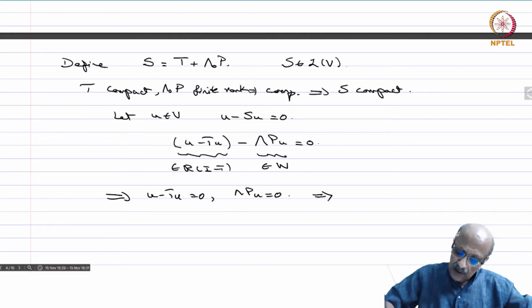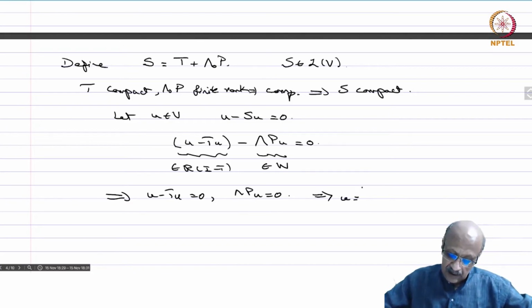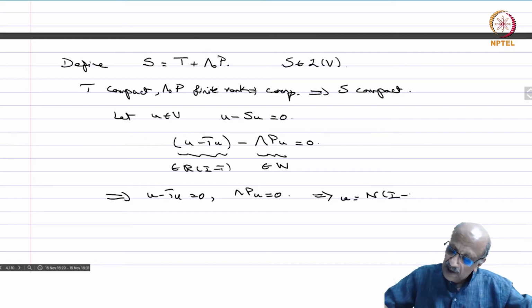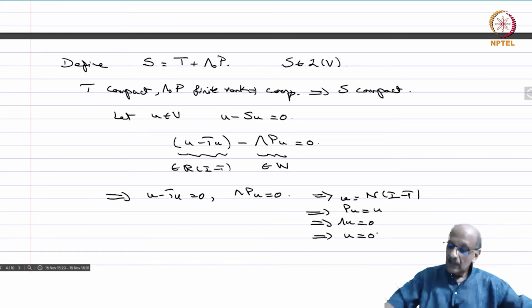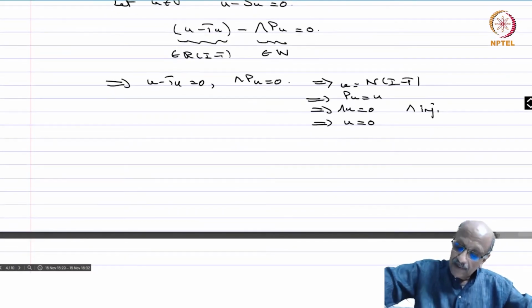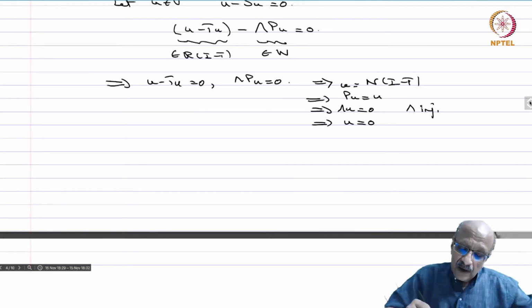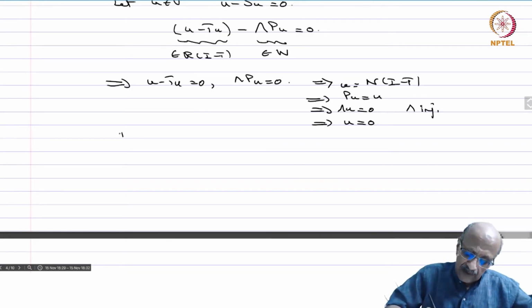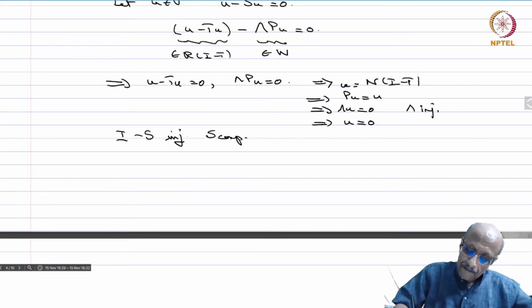So this implies that U itself is in the null space of I minus T. So this implies that PU equals U, which implies lambda U equals 0, and that implies that U equals 0 because lambda is injective. And consequently, you have that I minus S is injective, S compact. So by C, the range of I minus S is all of V.